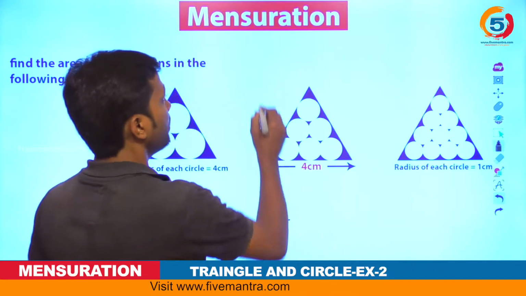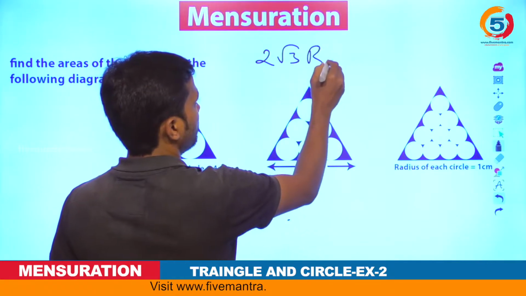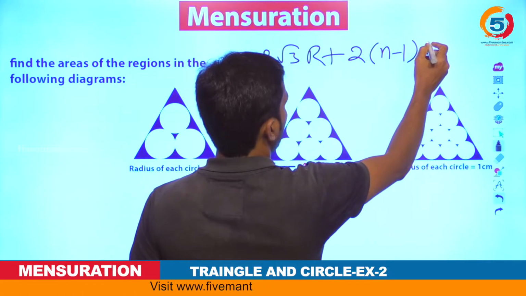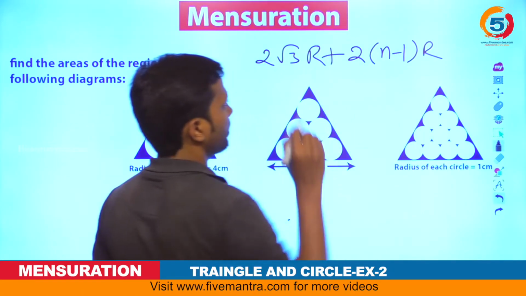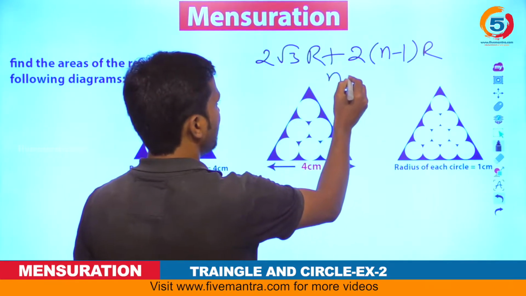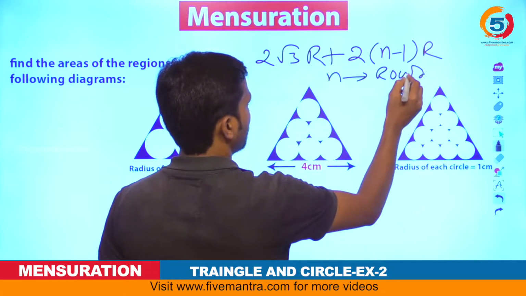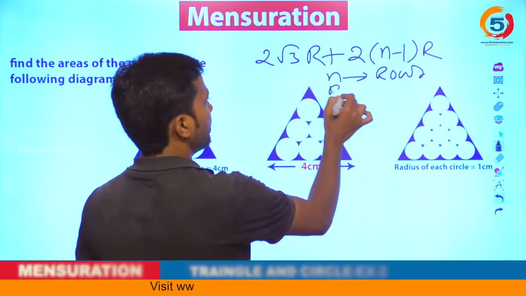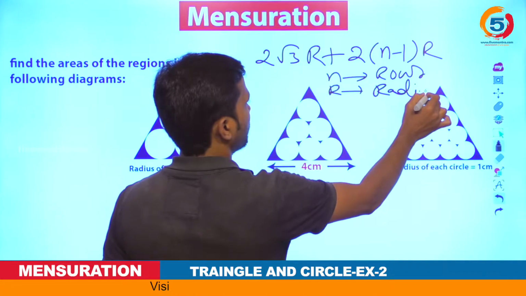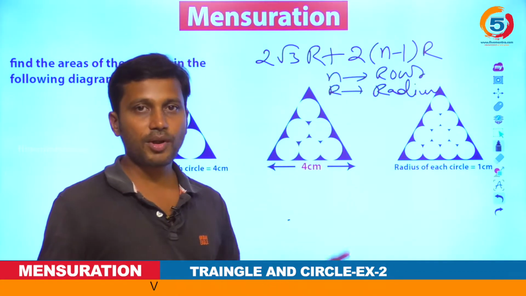We said already, that is 2 root 3 r plus 2 into n minus 1 into r. And what are the details? Here n is the number of rows of circles, and r is the radius of each circle.